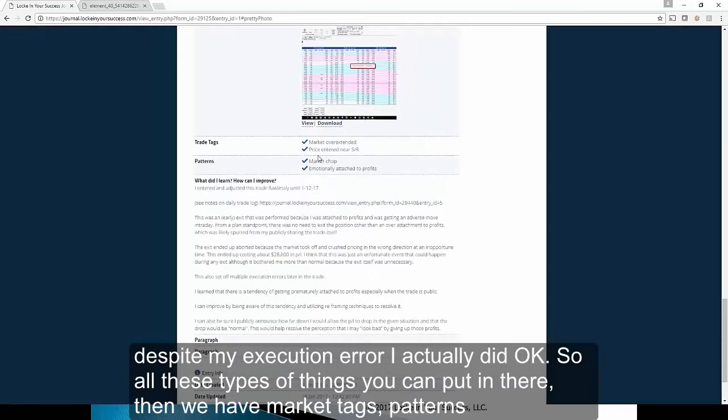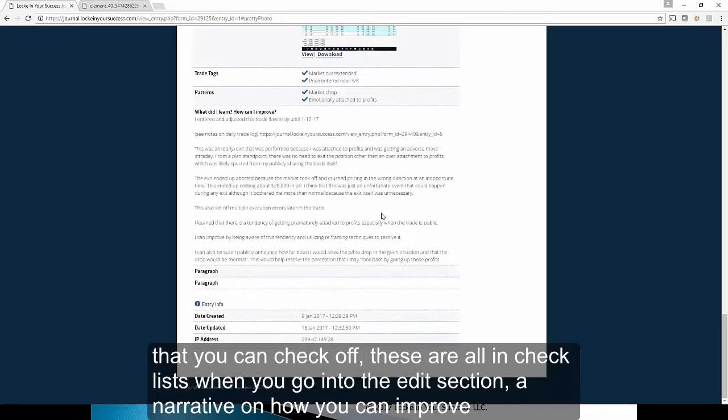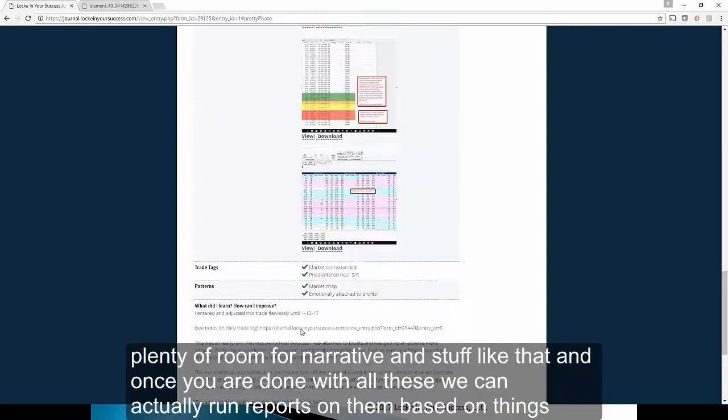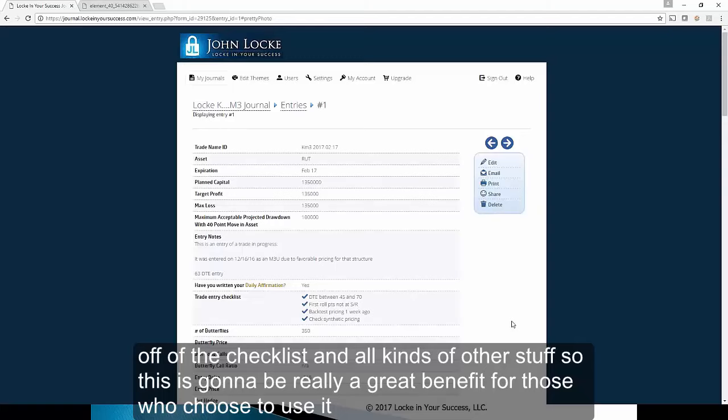Then we have market tags, patterns that you can check off. These are all in checklists when you go into the edit section. There's a narrative on how you can improve, with plenty of room for narrative and stuff like that. And once you're done with all these, we can actually run reports on them based on things off of the checklist and all kinds of this stuff.